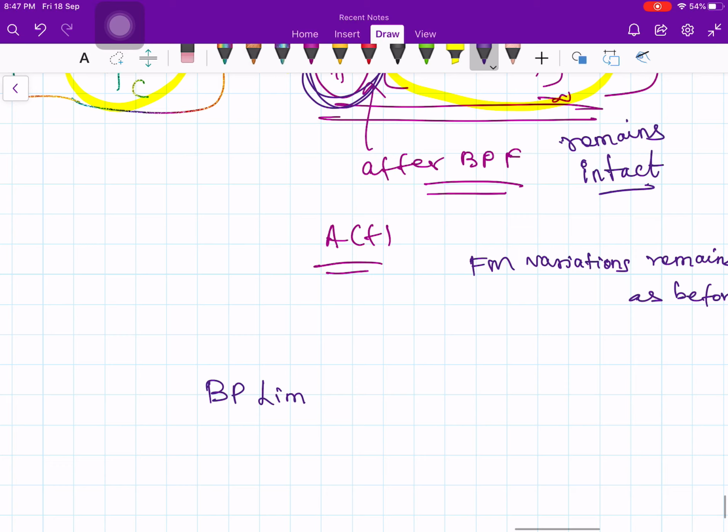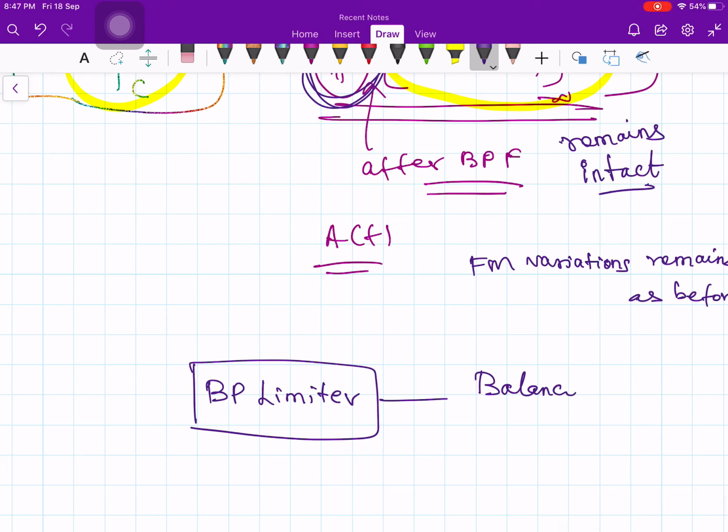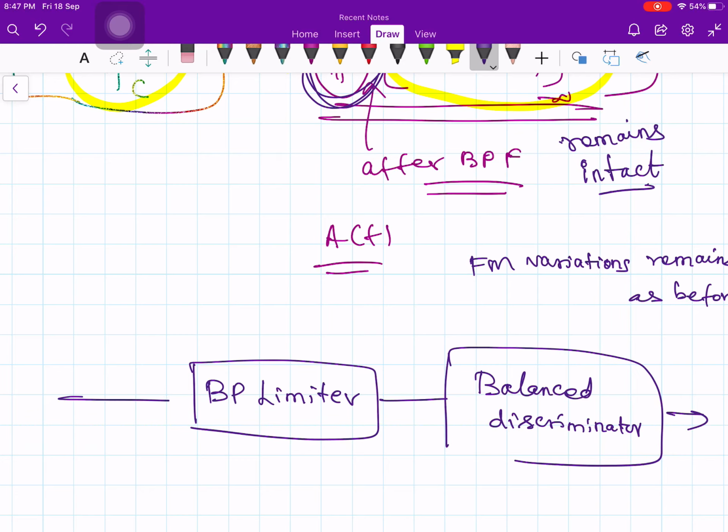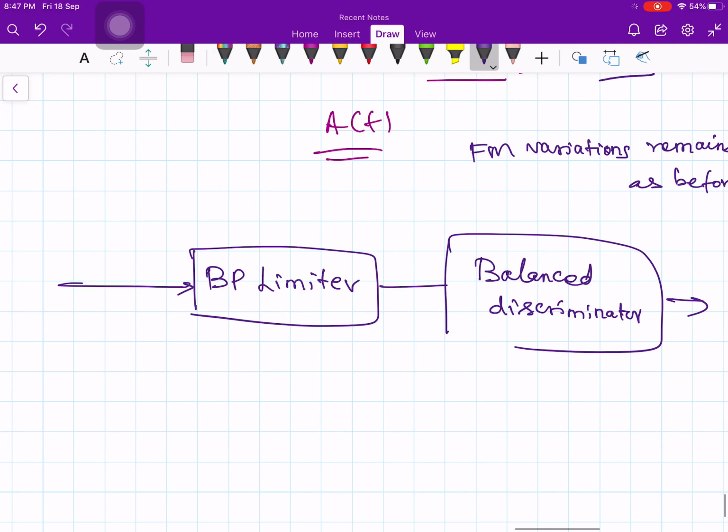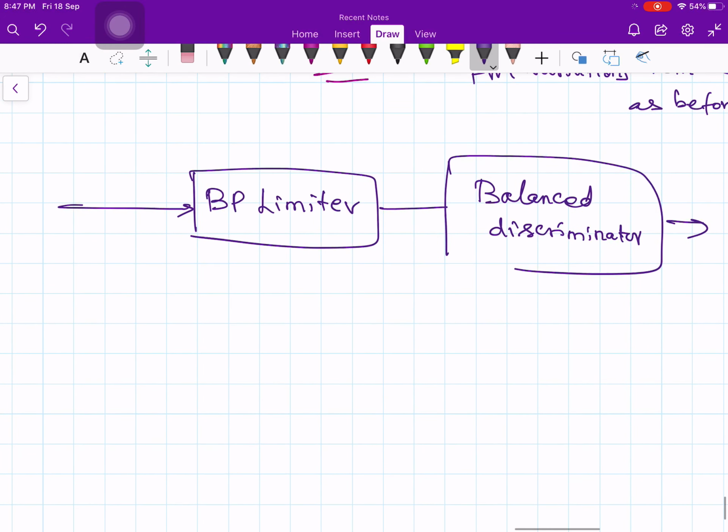limiter followed by balanced discriminator. Okay, so this is my overall FM demodulation. It must first contain a bandpass limiter followed by a perfectly balanced discriminator, and together they form your FM demodulation. So let me draw this diagram in detail now.